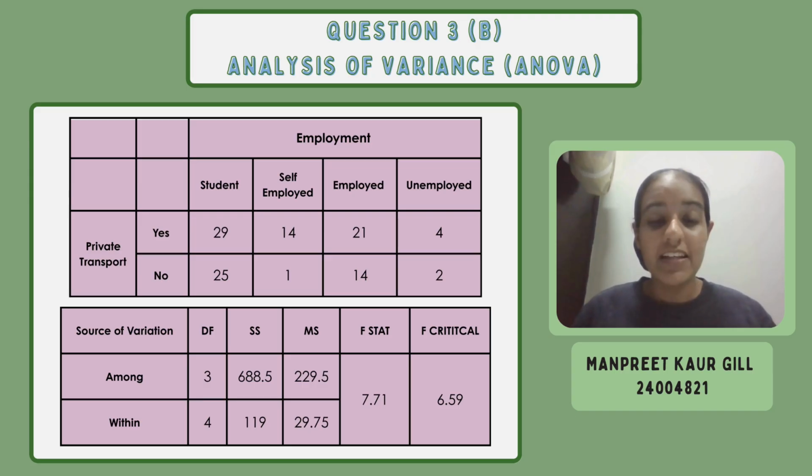Meanwhile, the F critical value at alpha 0.05 and degrees of freedom 3 and 4 is 6.59. Since 6.59 is less than 7.71, the decision is to reject the null hypothesis. There is sufficient evidence that at least one population mean differs from the rest.